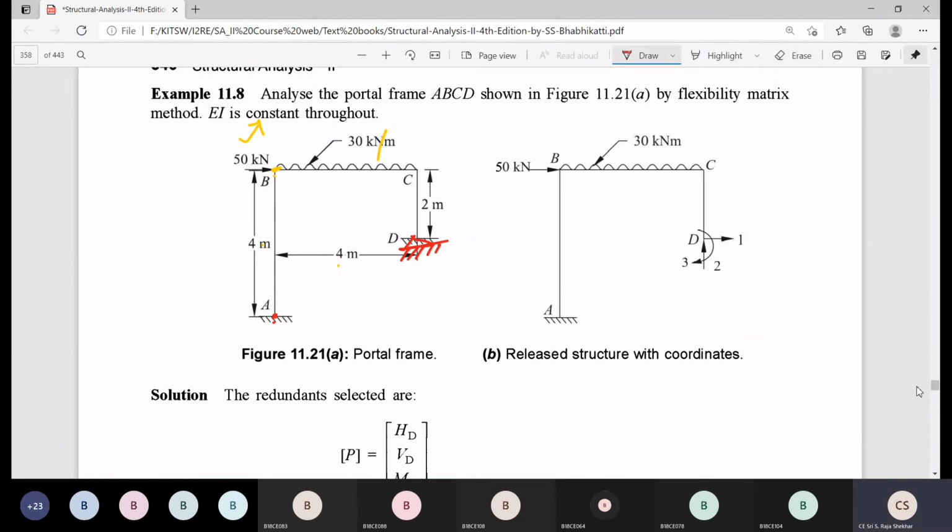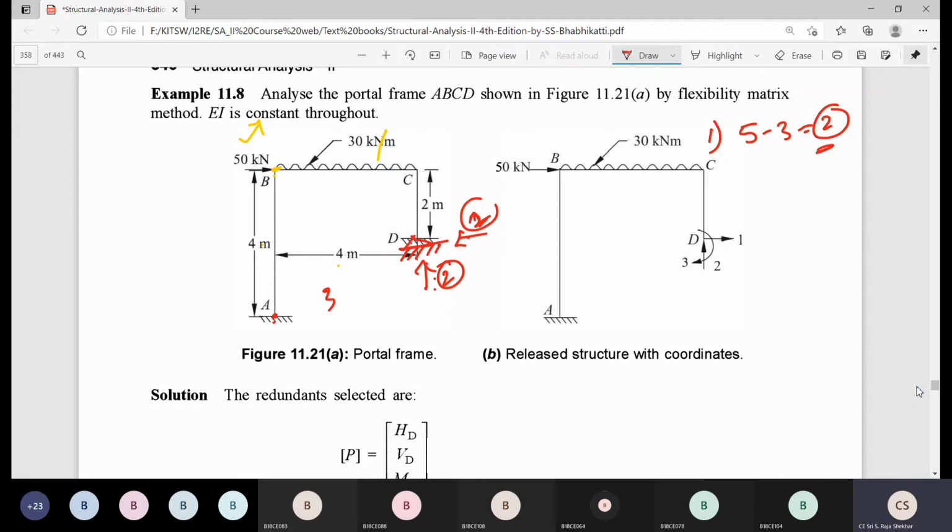For this we first need to calculate the static indeterminacy. Number of unknowns: here we have 2, here we have 3. Number of unknowns is 5, and 5 minus 3 gives the second degree of indeterminacy. That means we need to release 2 redundant forces. So for this hinged support I want to release one horizontal force and one vertical force. I am considering this as coordinate direction 1 and this as coordinate direction 2.